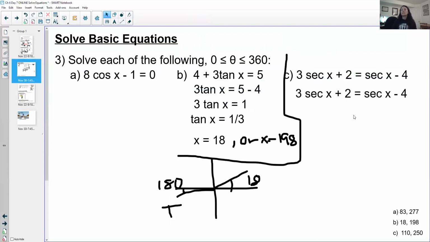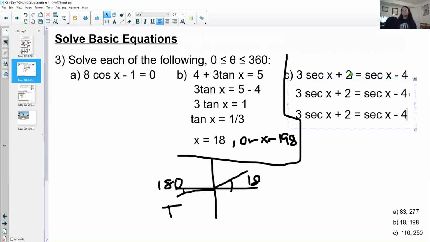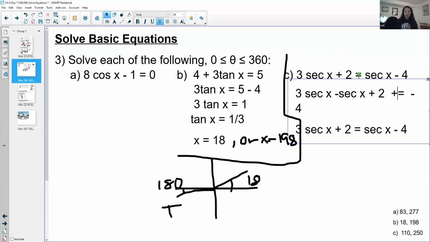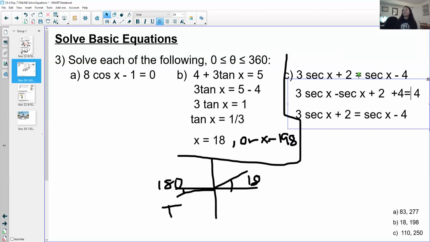Okay, so let's look at this next one. I have 3 secant x plus 2 equals secant x minus 4. I'm going to take all of my values and bring them onto one side of the equation. So secant x, when I bring it over, will be minus secant x. And then I would bring the -4 over to be plus 4. And on my right-hand side, we would be left with 0.